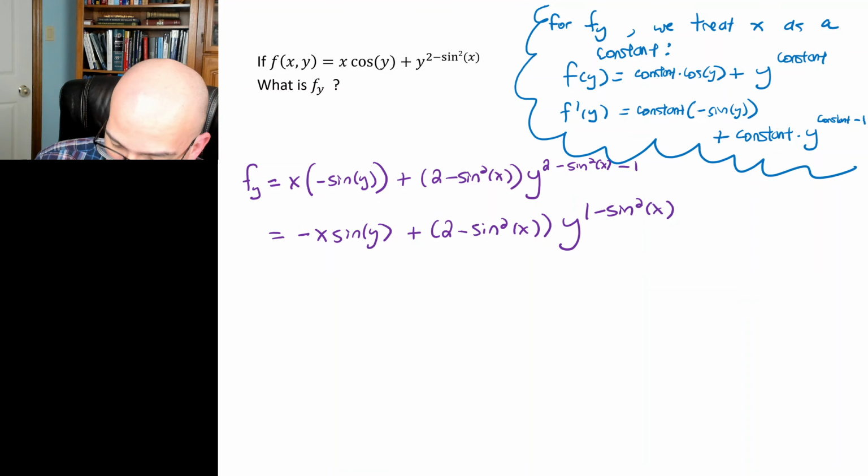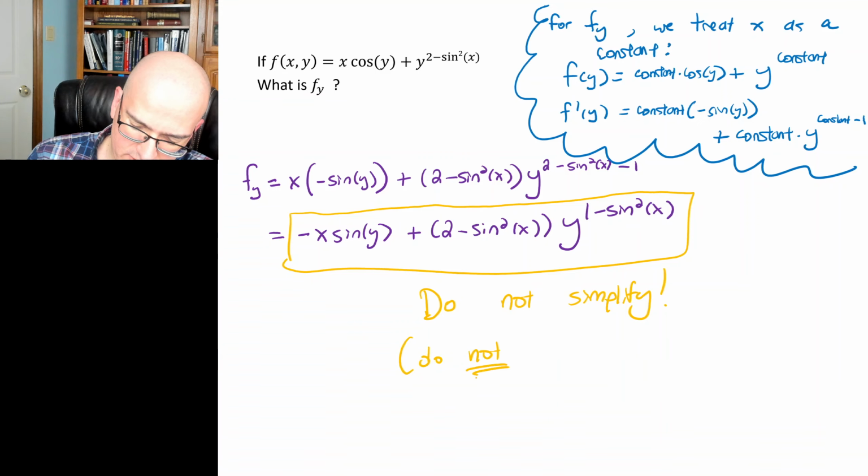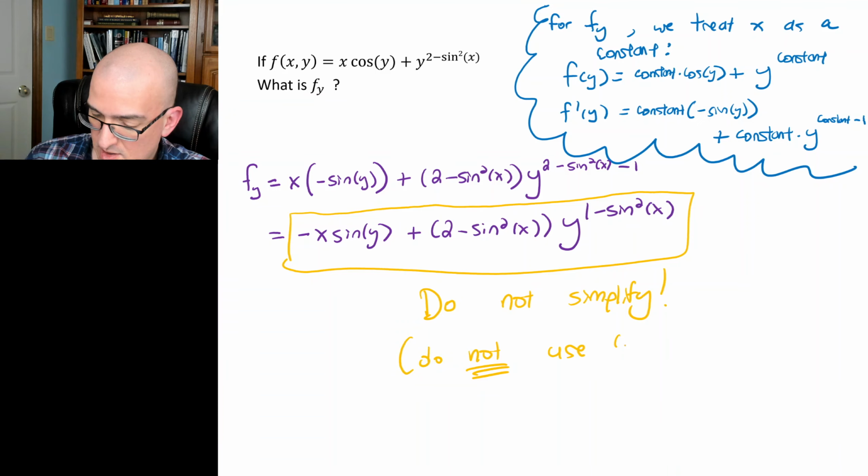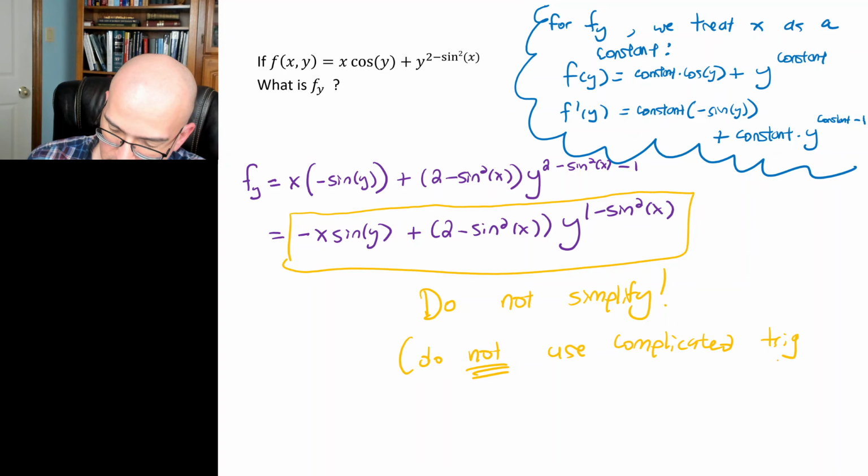Don't do weird stuff. Don't be a hero. Do not simplify under any circumstances beyond putting the negative out front, putting the constant out front, changing the order of multiplication if you want to, but don't do stuff with trig identities. Do not use complicated trig identities. We're not teaching them, we don't want you to use them.